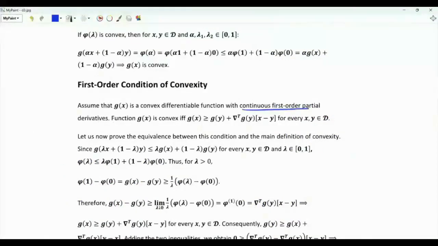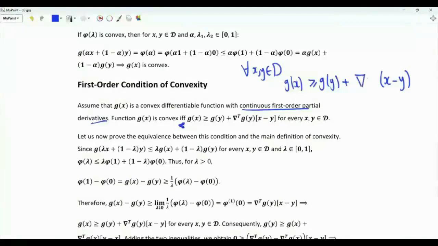Suppose that G has continuous first-order partial derivatives. We want now to show that function G is convex if and only if, for every x and y in the domain of G, g of x is greater than or equal to g of y, plus the inner product of the vector x minus y and the gradient vector of function G evaluated at y. Suppose that we have a convex function G satisfying this inequality. We want to derive this one here.